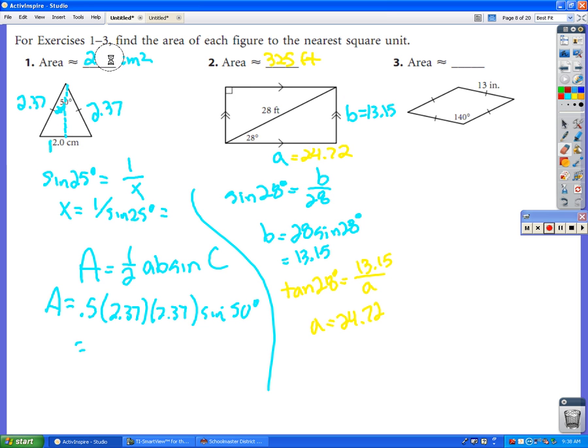And I'm noticing here we didn't read the directions. This is supposed to be to the nearest square unit also. So I guess we're just going to go with 325 square feet. You have to square the feet too. Thank you.